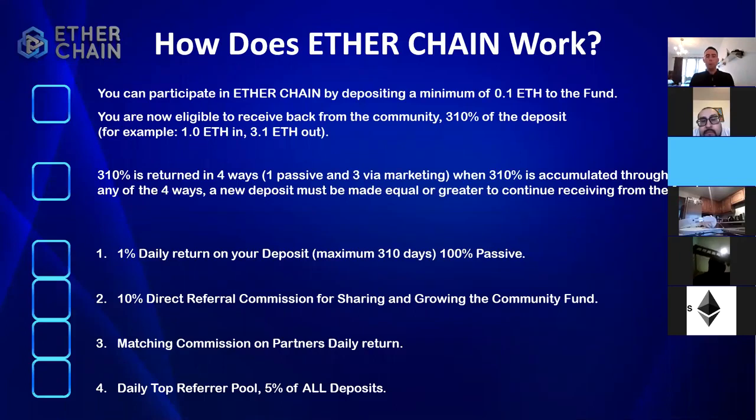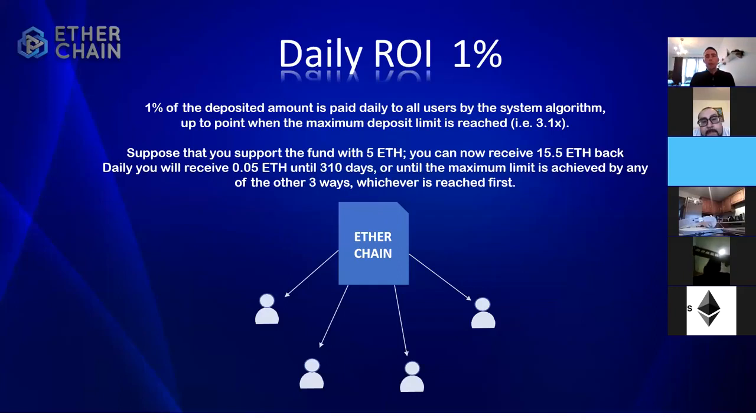You will have a 1% daily return on your deposit. It goes for a maximum of 310 days. It is 100% passive. Every single community member in EtherChain is receiving this. You also have a 10% direct referral commission for sharing and growing the community fund. You have a matching commission on partners' daily return and a daily top referral pool, which goes by 5% of all deposits coming into EtherChain. Let's have a look at them in detail. Now, the daily 1% goes very, very straightforward.